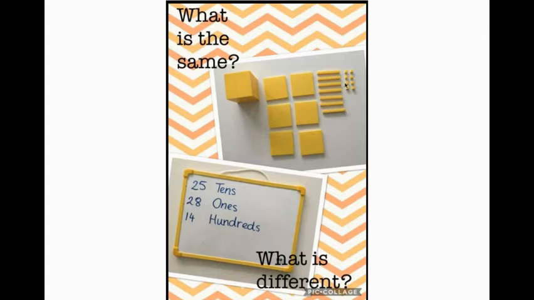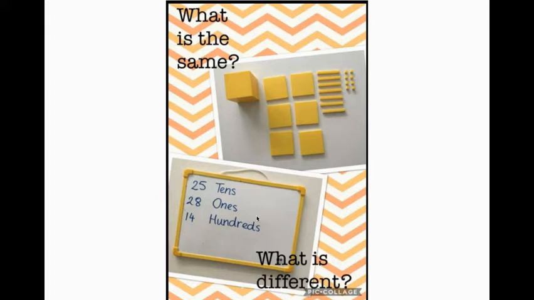Well, I see that there are ones in both. There are tens in both. There are hundreds in both. And I think that I actually see that there's 1,000 in both, even though the one on the whiteboard doesn't say 1,000, because I know that 10 flats, 10 hundreds, is equal to 1,000. And here I have 14 hundreds. So I think I actually have 1,000 here, and that's similar, but it's different in how it's represented.